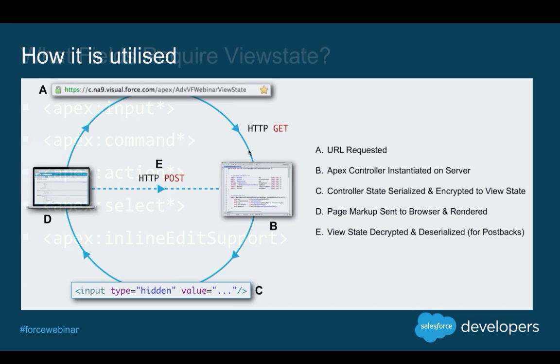So how does the request lifecycle work? The way a web page works and the way that the internet works, as I'm sure everyone on this call is aware of, is that a user goes to a URL. They visit a URL and that sends a GET request to a server. The server then, in our case for an MVC architecture, will instantiate a controller and it will be instantiated on the server, and any constructor method will be run, and it'll create all of the state it needs. That state will then get serialized and encrypted to become the view state. So it gets stored and sent down as part of this hidden input field on the page.